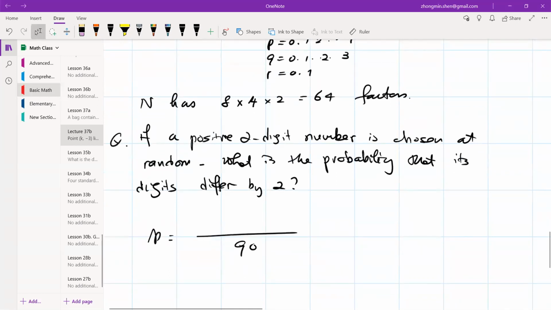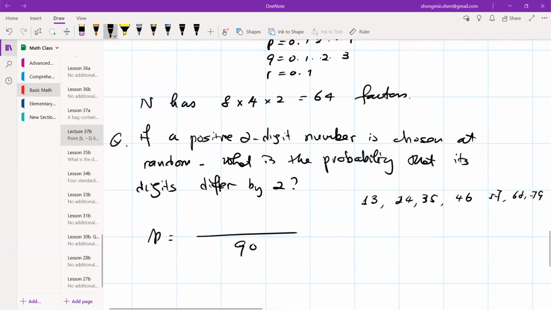So I just want to count those 2-digit numbers whose digits differ by 2. How do you do that? You begin with the number beginning with 1, the next one should be 3, right? 1, 3, then 2, 4, okay? 3, 5, and 4, 6, and then 5, 7, and then 6, 8, 7, 9. So that's the first set of 2-digit numbers.